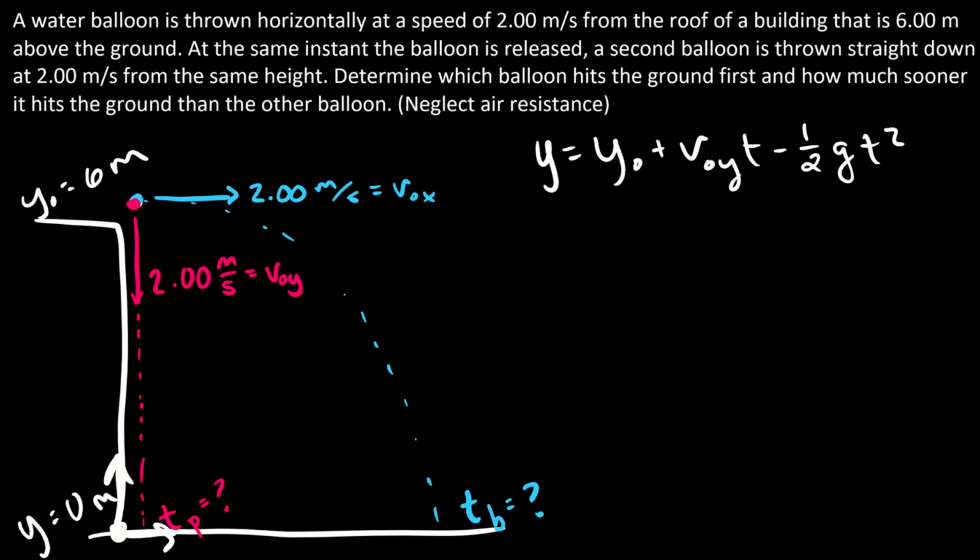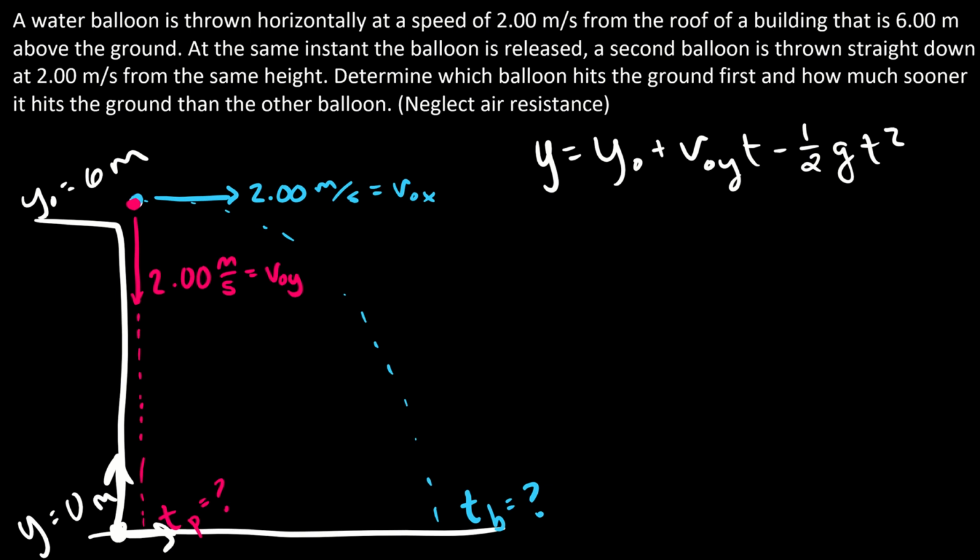And you're asked, so one is thrown straight with a horizontal velocity of 2 meters per second. So in the picture I've drawn here, that's the blue water balloon. And then the other one is thrown straight down at a velocity of 2 meters per second, straight down. Okay, so what we're asked to do is to determine which one hits the ground first, and the time difference between when they hit the ground. So how much sooner one hits the ground before the other.